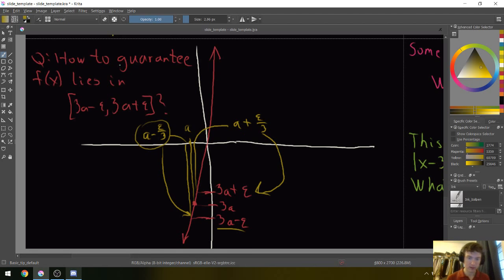So the answer to the question, how to guarantee f of x lies in this interval between 3a plus epsilon and 3a minus epsilon, answer: we choose x in the smaller interval, a minus epsilon over 3, a plus epsilon over 3.